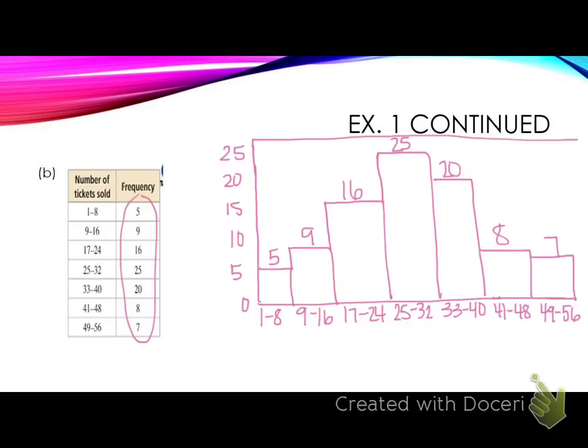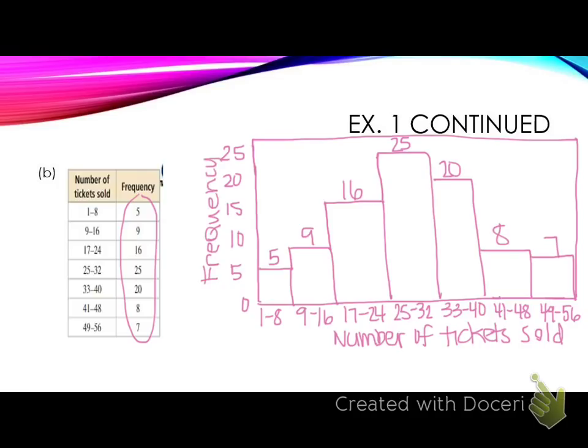Okay, we'll close up that histogram, bring it straight down so it touches, and then don't forget to label. Okay, this is the number of tickets sold. And of course, again, the numbers on the side are just your frequency. So we label that with the word frequency.